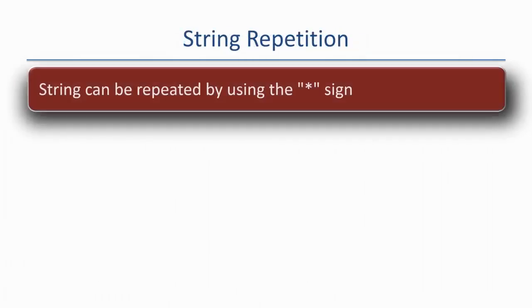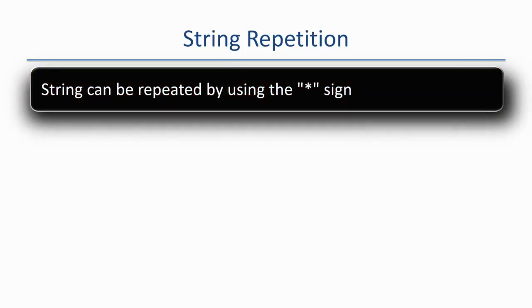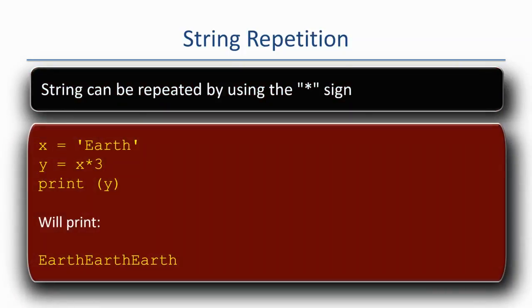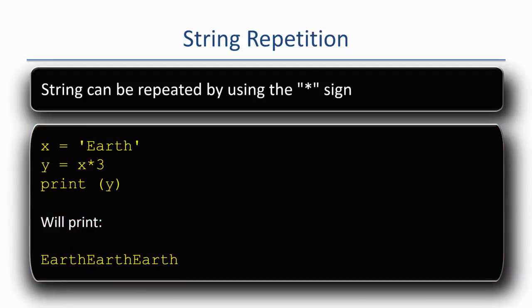You can also repeat a string by using the asterisk. If I have a variable x which has the value of Earth, and if I say y is equal to x asterisk 3, I'm implying that I would like to create a string which is the repeat of a string x 3 times. So when I print it, you see that it is repeated 3 times.